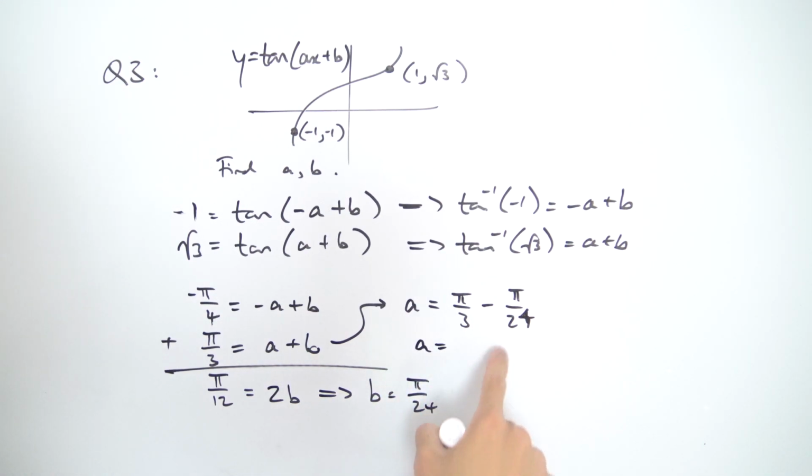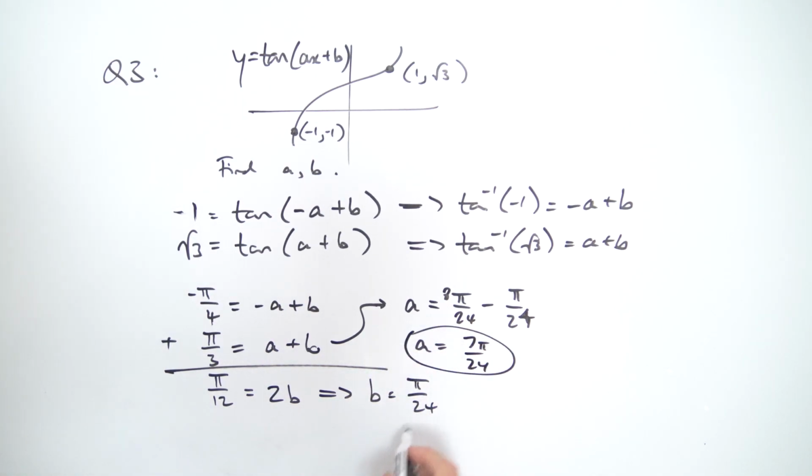And a is now equal to, well, if you multiply top and bottom here by 8, you get 8 over 24. 8 minus 1, that's 7 pi over 24. So a is 7 pi over 24, and b is pi over 24.